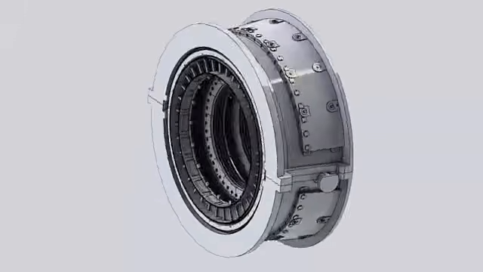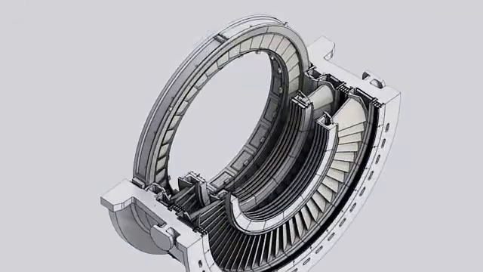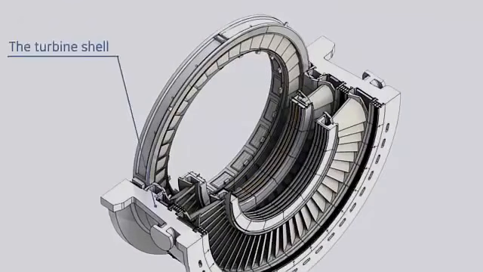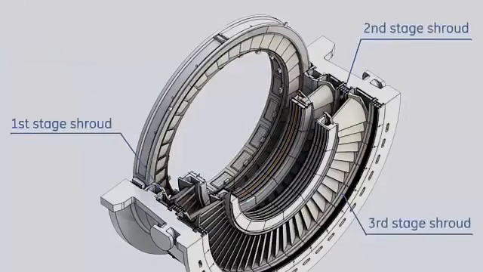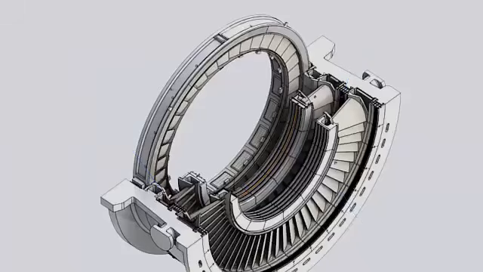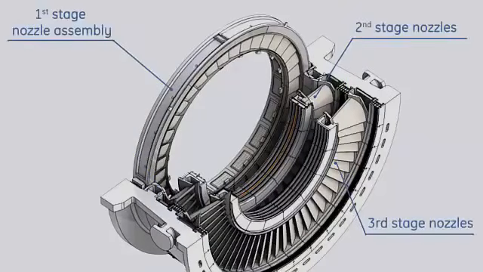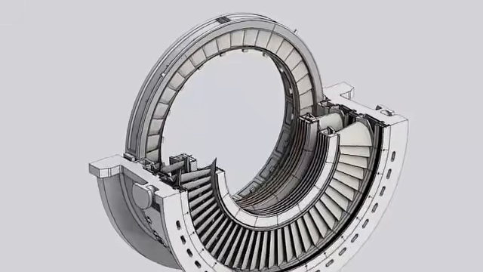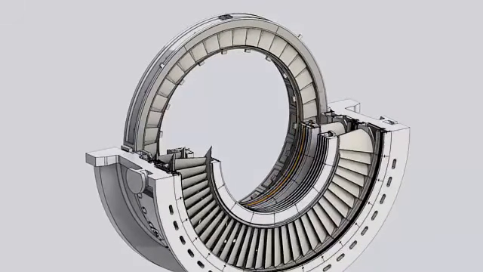The turbine stator consists of the following parts: the turbine shell, the shrouds, the nozzles. The turbine shell function is to control the radial and axial positions of the shrouds and the nozzles, and the relative clearances between the nozzles and the rotating buckets. The position of these parts is critical to the turbine performance.